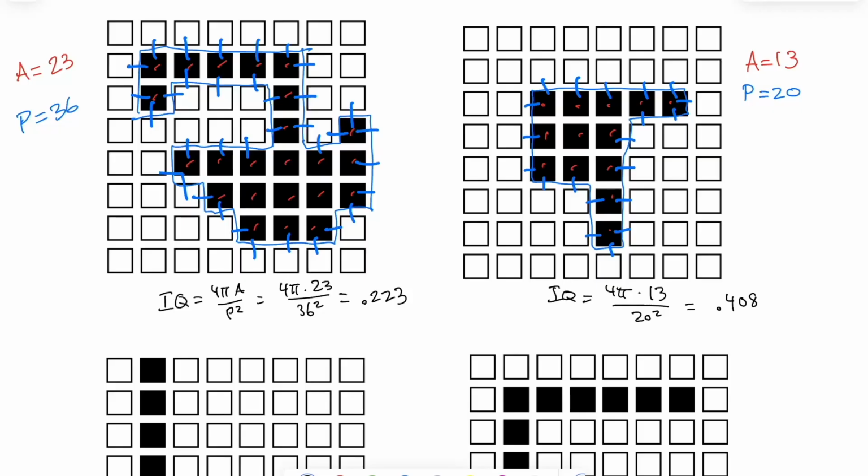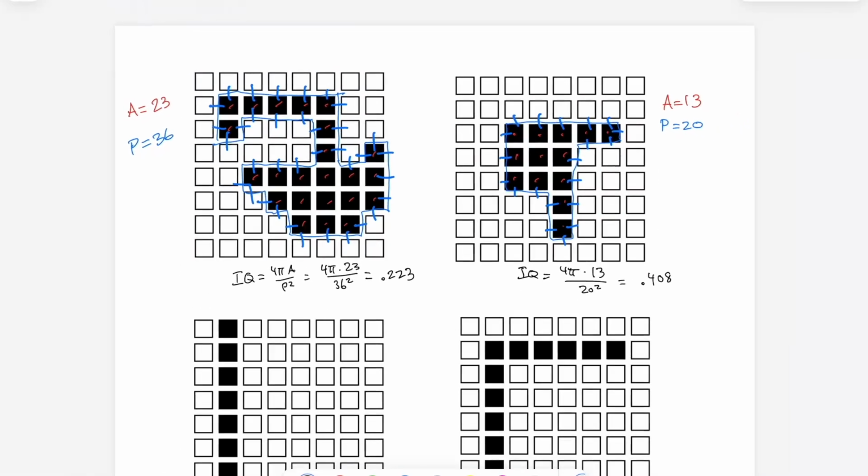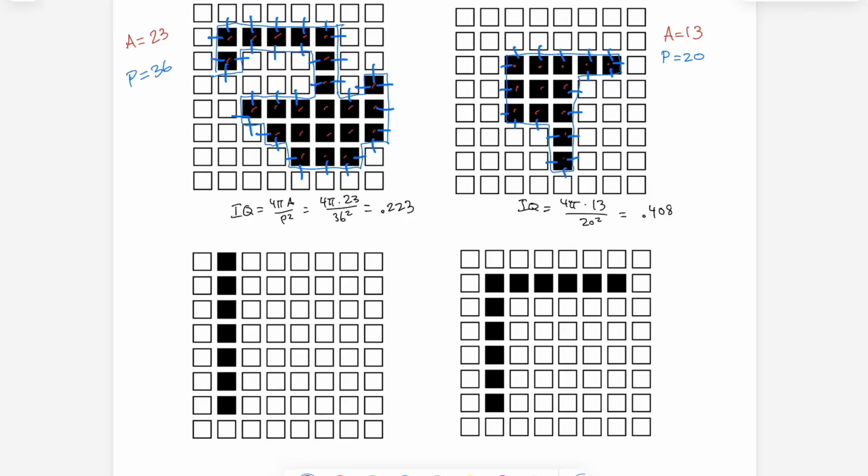All right, can I have you guys try these other ones? See what you think. Do the same stuff. You can plug into your calculators on your phone if you want. You should get an actual decimal number for each one.